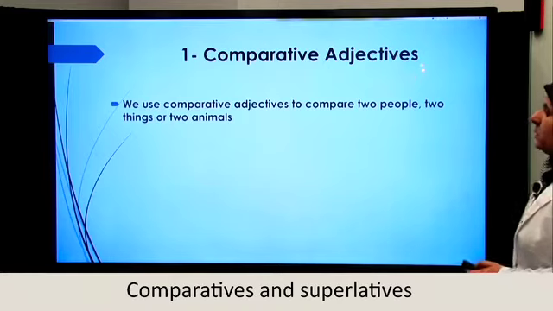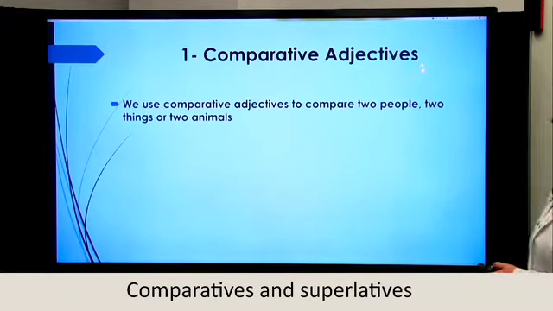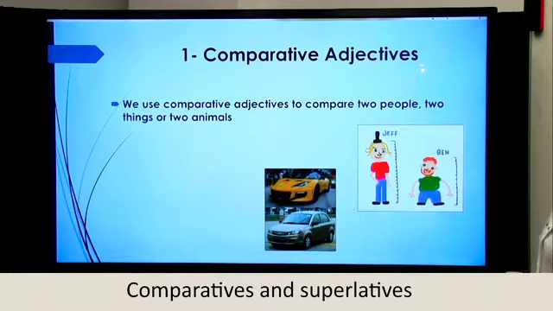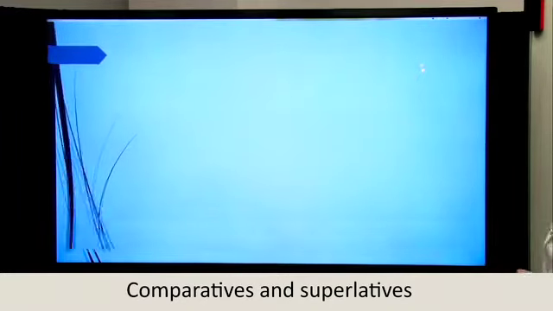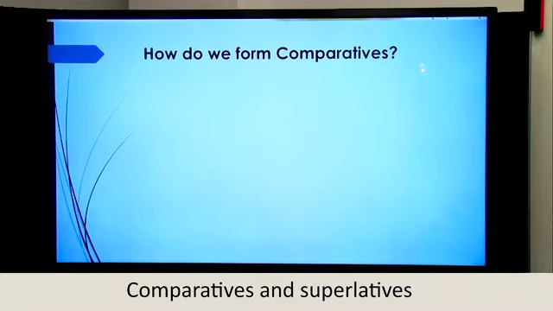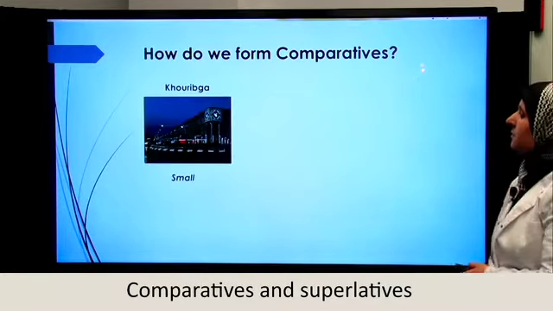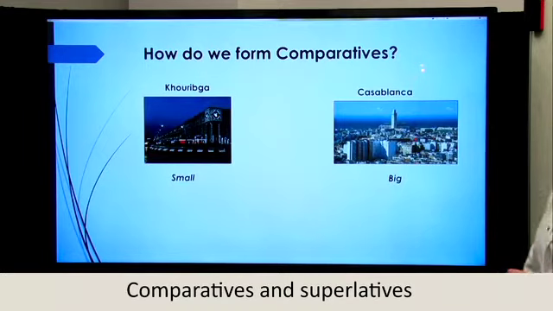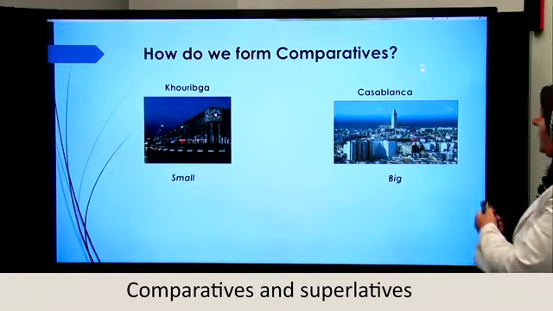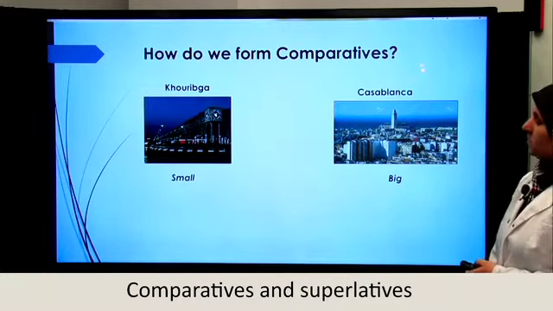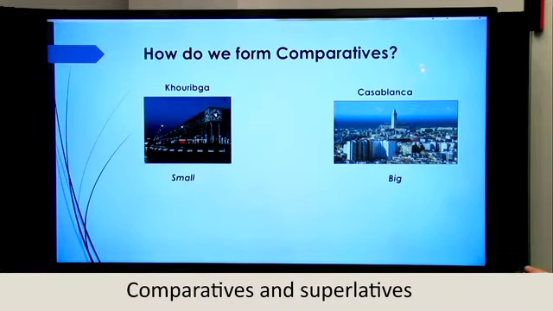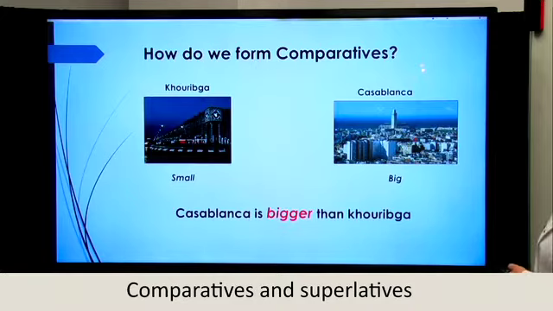Comparative adjectives. We use comparative adjectives to compare two people, two things, or two animals. Now, how do we form a comparative? Let's compare, for example, two cities. Here we have Casablanca. We know that Casablanca is big and Khouribga is small. So if we want to compare the two cities, we're going to say Casablanca is bigger than Khouribga.